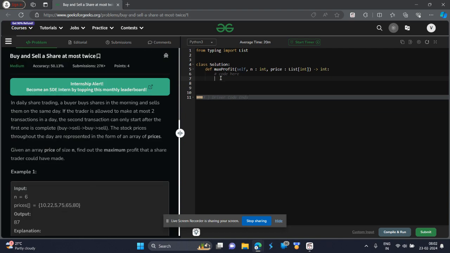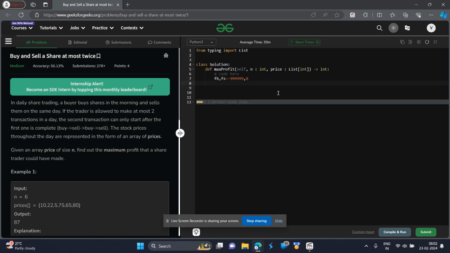You can do this question using DP, but I don't want to make it complicated. I will do this question in a single loop. I will create four variables: first buy, first sell. Initially, I will initialize the first buy value with a very small negative value. In C++, you can use INT_MIN for it. And first sell price will be 0.